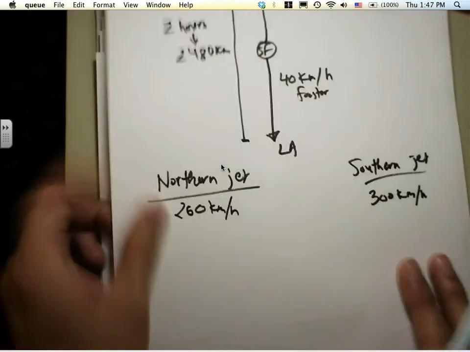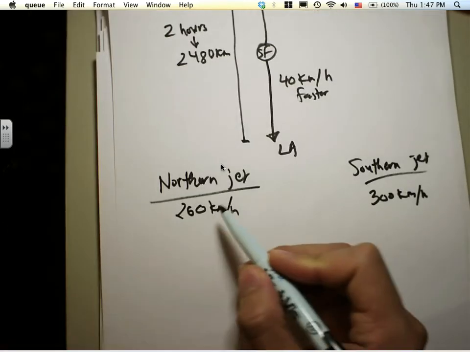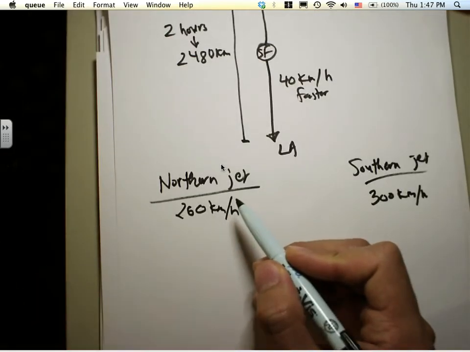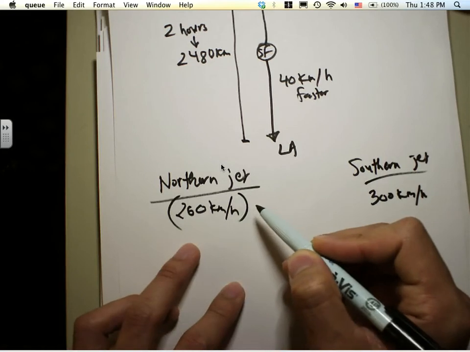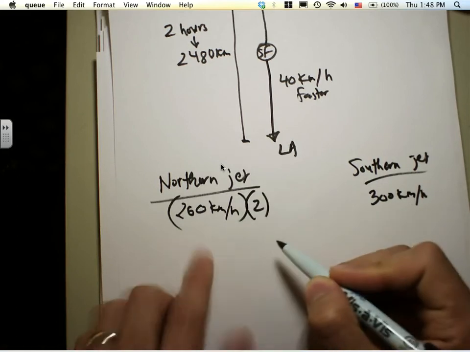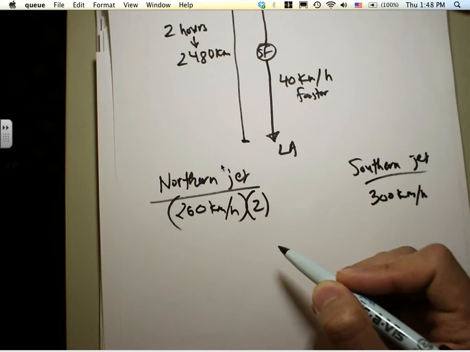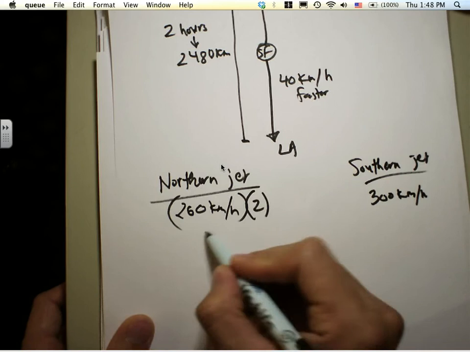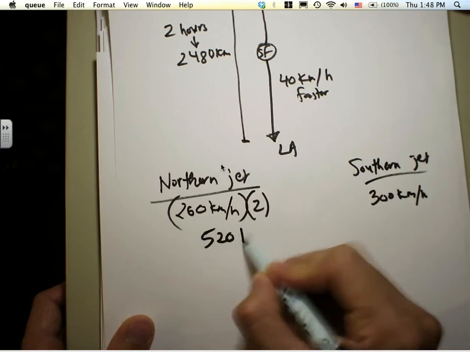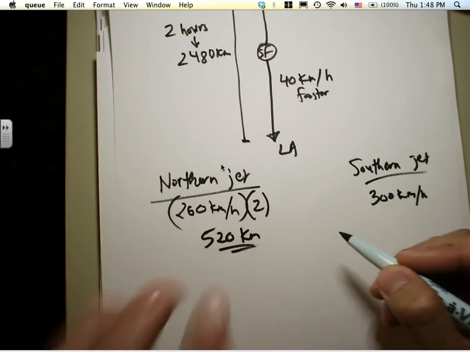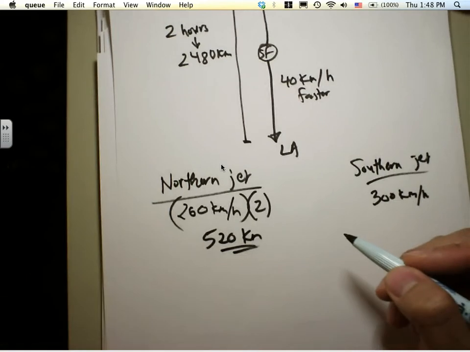So look at this. If we know how fast the northern jet is going, this is like pretending, right? I pretend to know this is 260. And it's going for how long? Do we know the time in there? 2 hours. So if it's going for 2 hours at 260 kilometers per hour, how far did it travel? 520. So 520 what? How do you measure distance? Kilometers. Good. So this one, after 2 hours, will cover 520 kilometers.